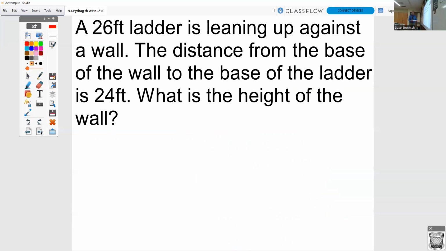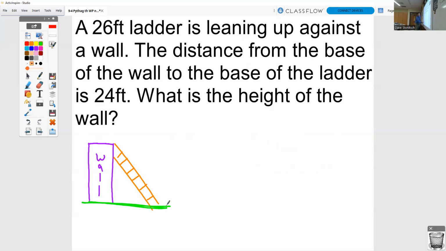So here's where it really helps to draw a picture. Now, I am not an artist, but here is my beautiful picture. This is the wall. And it says that you have a ladder leaning up against the wall. So here's my ladder leaning up against the wall. Sometimes they have a ladder leaning up against a house or a tree or different things like that. Down here is our grass. So anyway, let's fill in what we know.